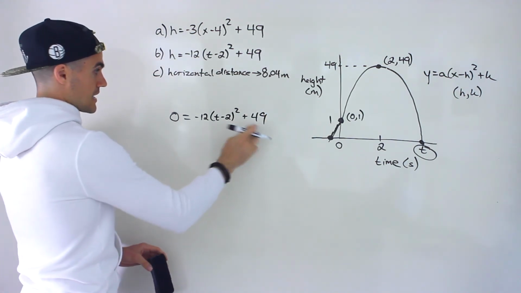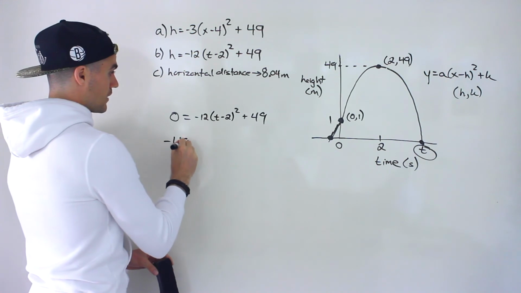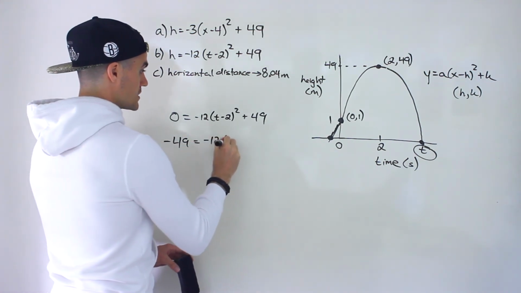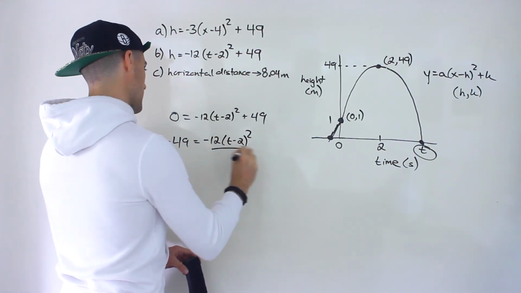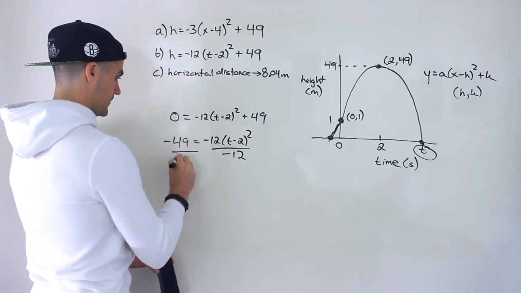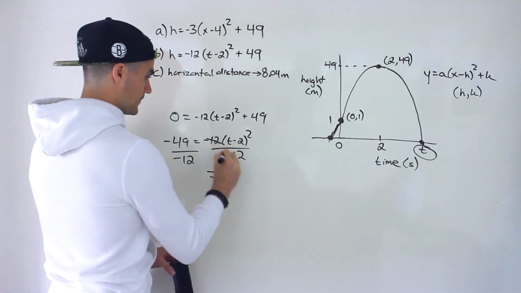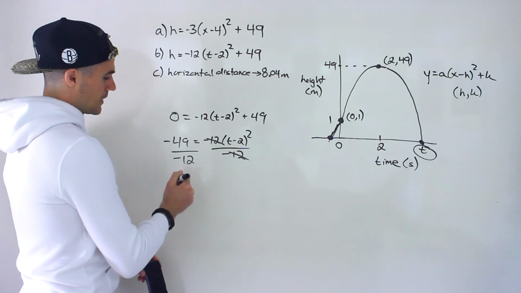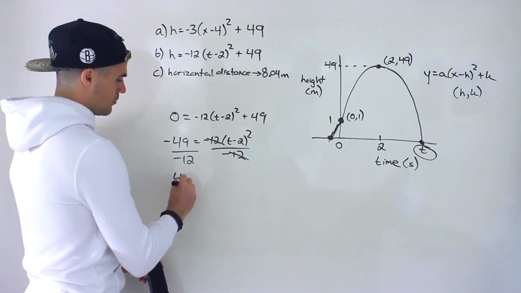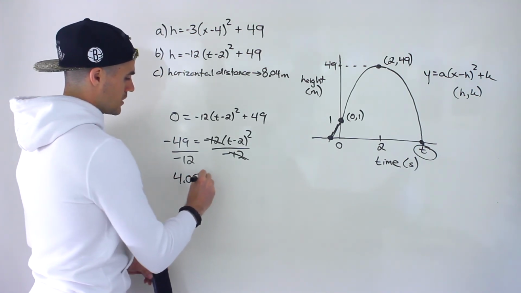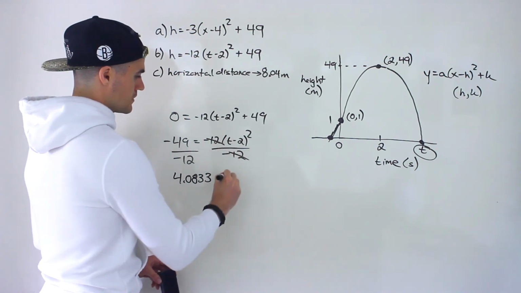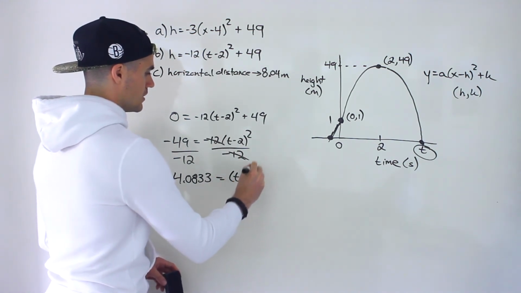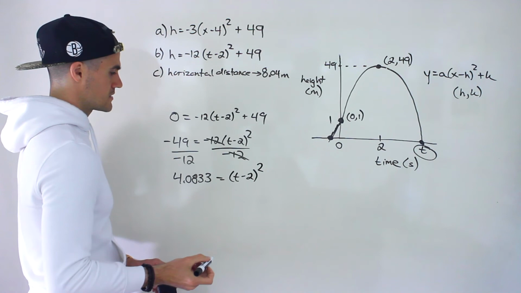And then same thing, same algebra. So bring the 49 over, so I'll have negative 49 equals negative 12 times t minus 2 to the power 2. Divide both sides by negative 12. And then negative 49 divided by negative 12 is going to give us 4.0833 approximately. And then we'll have the t minus 2 to the power of 2 by itself.